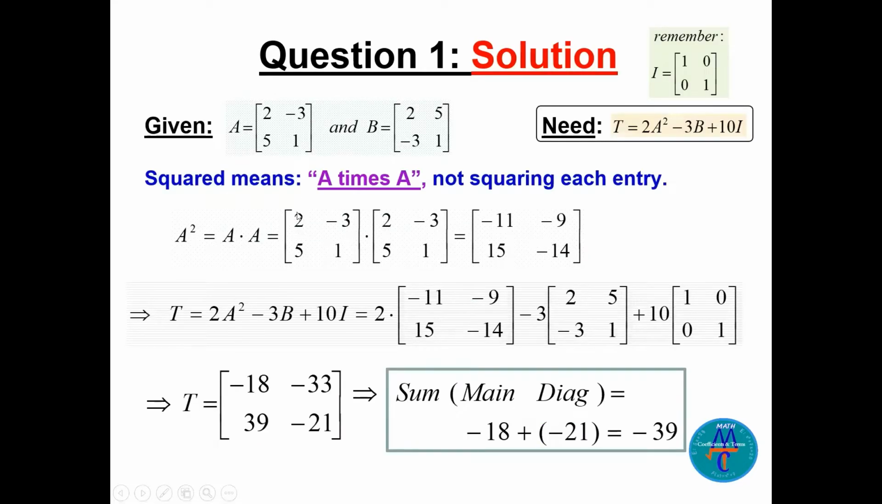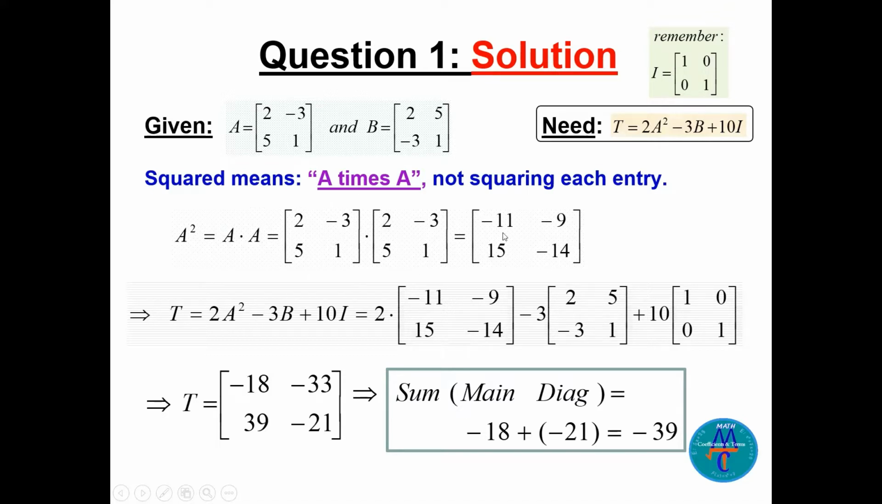So this is easy. Just make sure that you understand this one. A squared means A times A. We don't square each number separately. That's completely wrong. If you write 4, 9, 25, and 1, that's completely wrong. A squared means A times A. So multiply A times A, multiply the row by the column here. 2 times 2 is 4, minus 3 times 5, minus 15 plus 4 is minus 11, and so on.